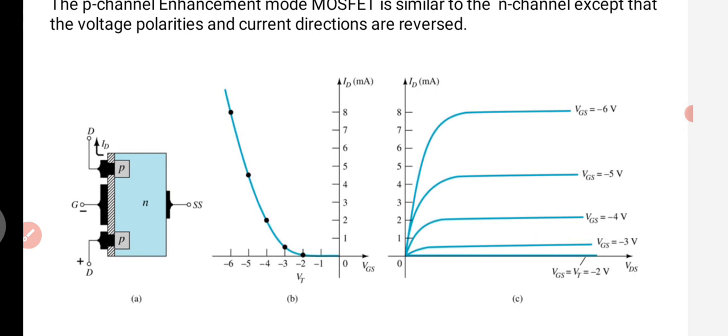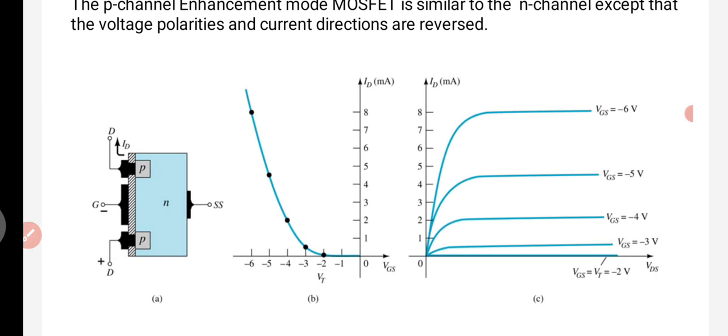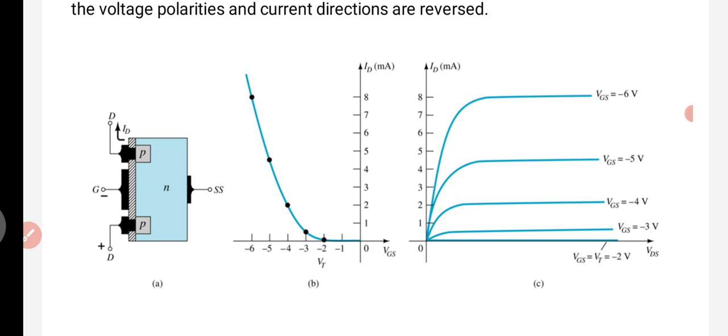Next, the transfer characteristics, the transfer curve of this PMOS enhancement mode transistor. When VGS equals VT equal to minus 2 volts, then the ID will increase. So when VGS decreases in the negative direction, the ID will increase. That is completely the reverse operation of the N MOSFET. In case of N MOSFET, when VGS is less than VT, ID equals 0. In this case, when VGS is greater than VT, then ID equals 0. Next, when VGS increases in the positive direction, the ID will increase.